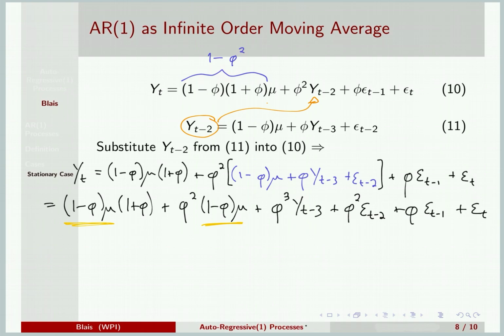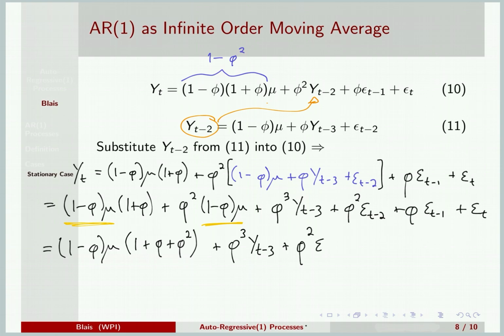This means we can rewrite these two terms as the quantity 1 minus phi times mu times the sum of this 1 plus phi term and phi squared. And so we have 1 plus phi plus phi squared. And for the rest of the terms, we have phi cubed y t minus 3 plus phi squared epsilon t minus 2 plus phi epsilon t minus 1 plus epsilon t. And we want to start to think about emerging patterns as we're going through this, because we can keep doing this.